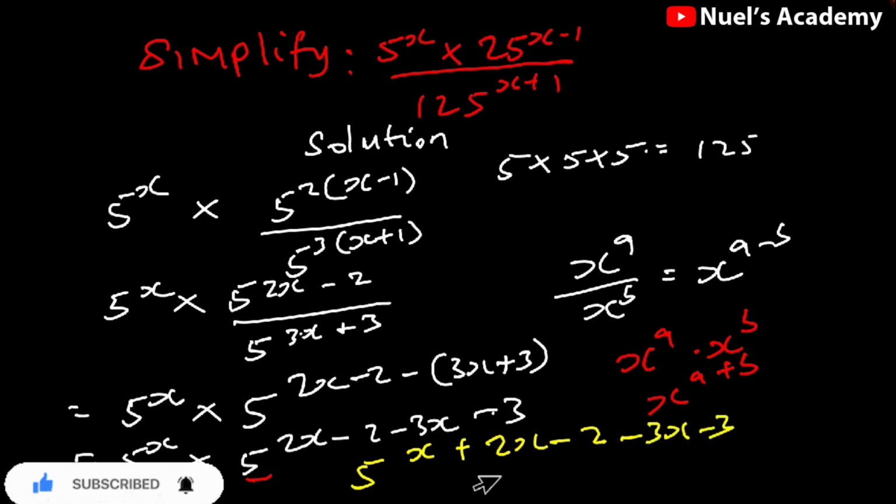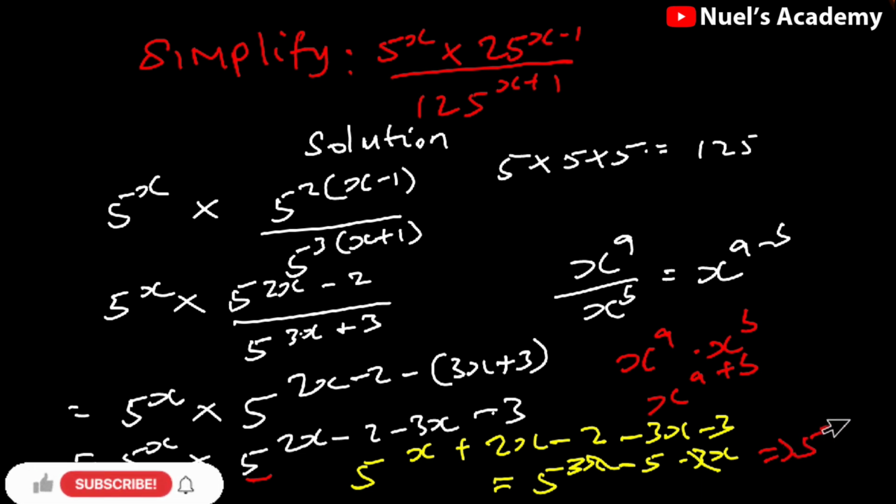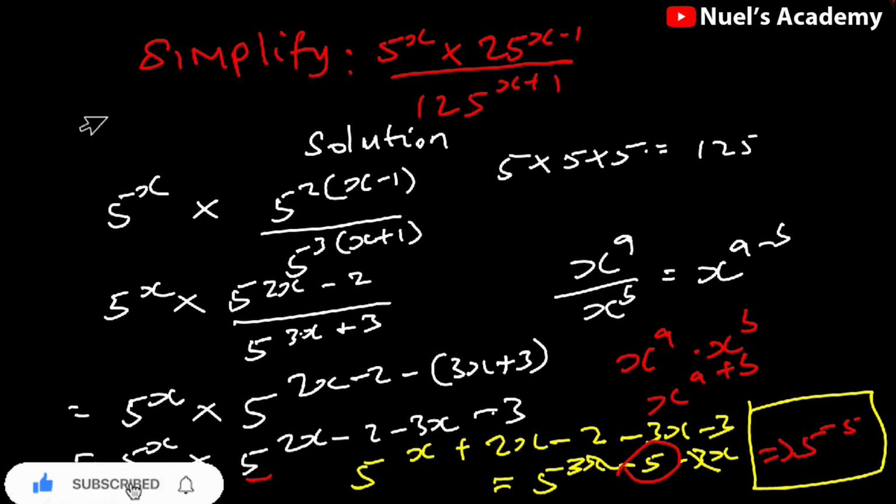So this is equal to 5. Now x plus 2x is 3x, then minus 2 minus 3 is minus 5, then we have minus 3x. Now this 3x minus 3x is 0. So we are left with only 5 raised to the power negative 5, which is this negative 5 here. So this is the answer to this question. The answer is 5 raised to the power negative 5.